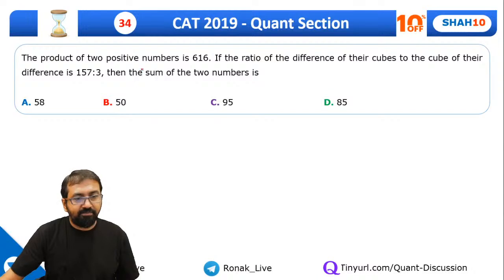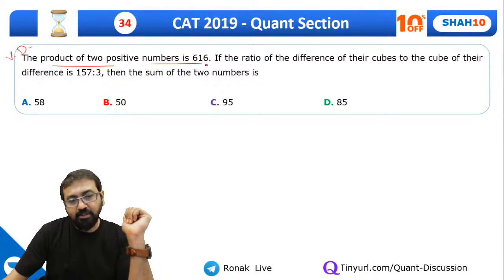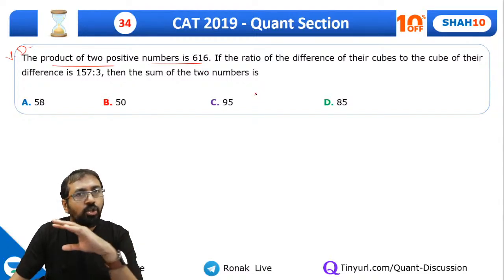And yeah, this one is extremely difficult question, very difficult question. Let me just explain the approach for this. Product of two positive numbers is 616. You may be thinking that some trial and error will work, or going through the answer options, but nothing like that is possible.